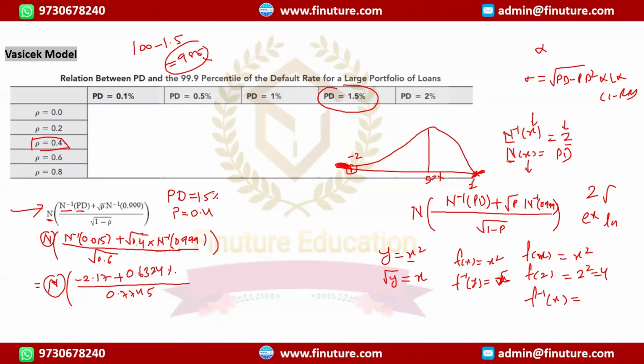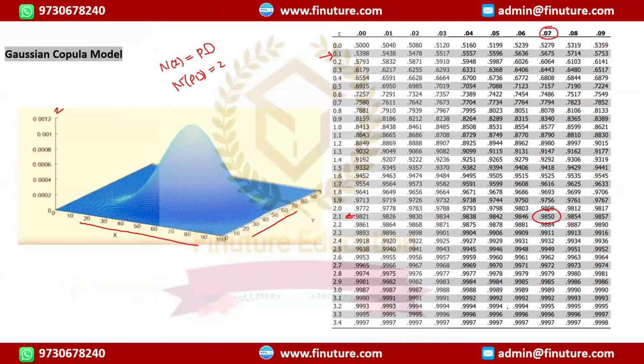Now you have to tell me the inverse of 0.999. First of all, do I need to do 1 minus in this case, like how I did for 1.5%? Why? Because I have directly got a bigger value here, so I can see 99.9 directly.